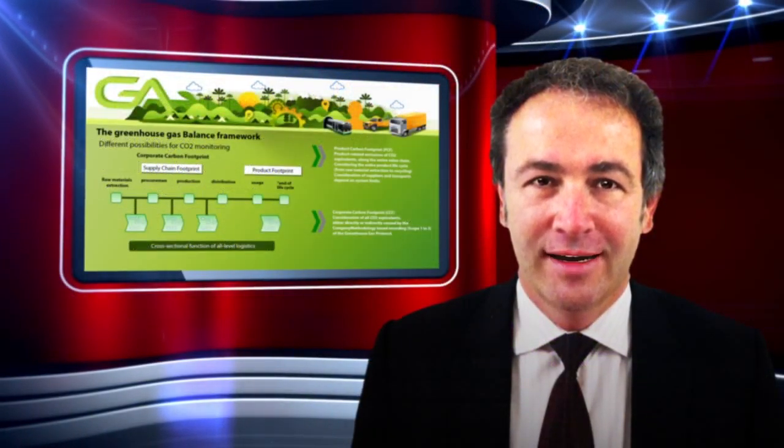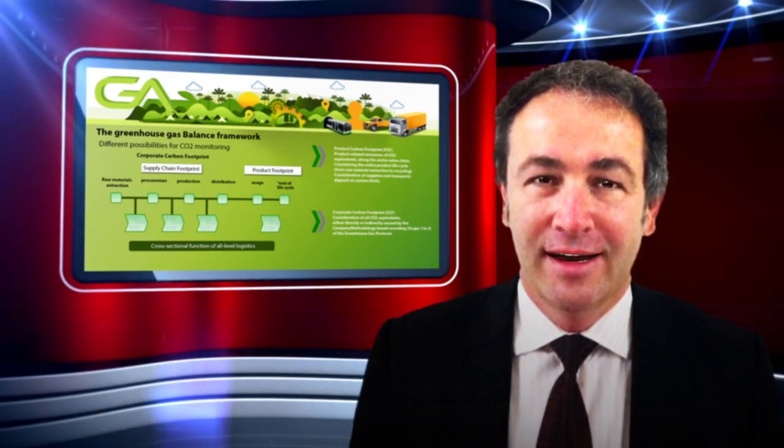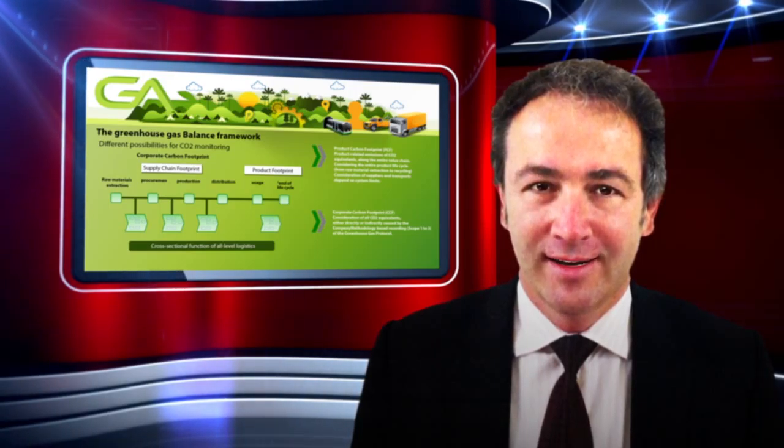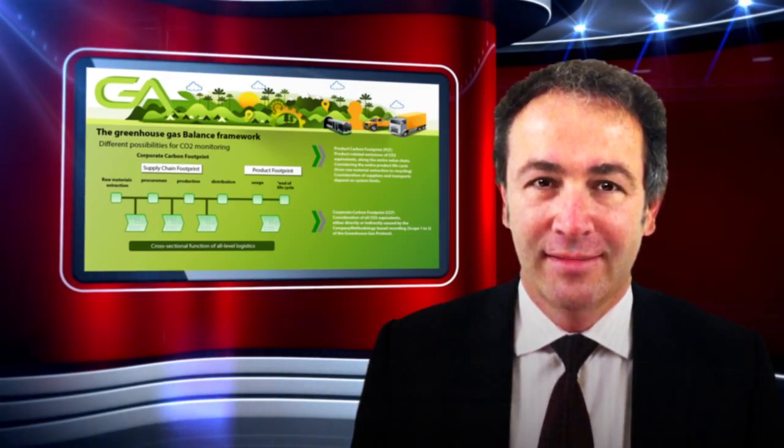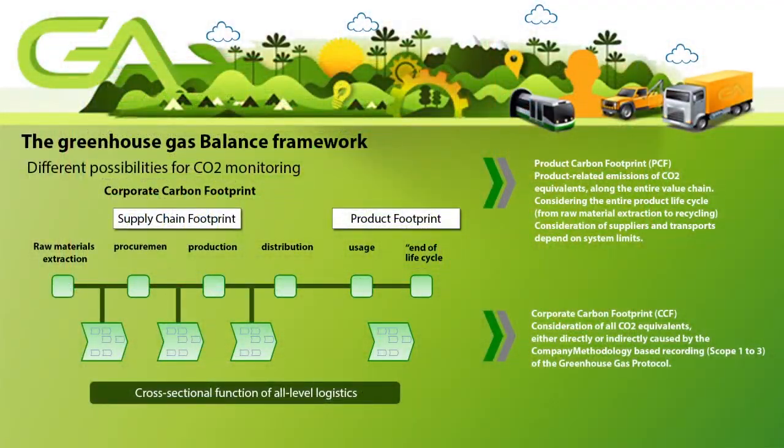In other words, we must consider the corporate carbon footprint together with all its underlying levels such as raw material gathering, material procurement, product manufacturing, and product distribution. Depending on system limitations, we must also consider suppliers, transportation, and delivery to their full extent.